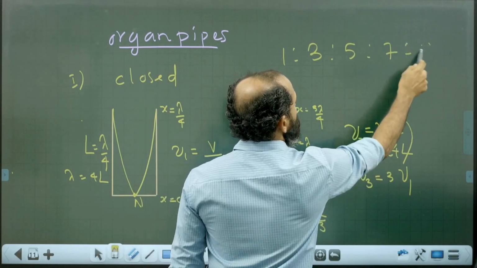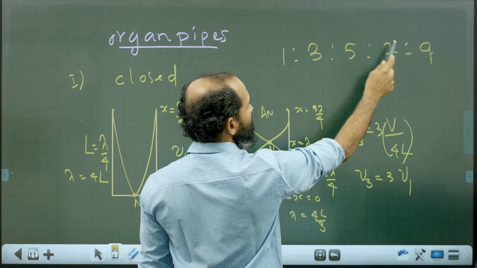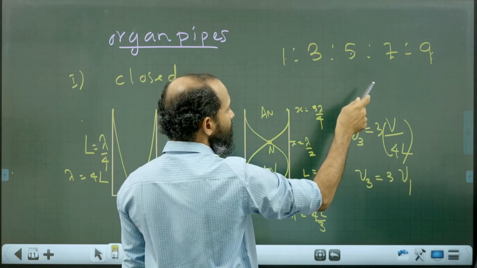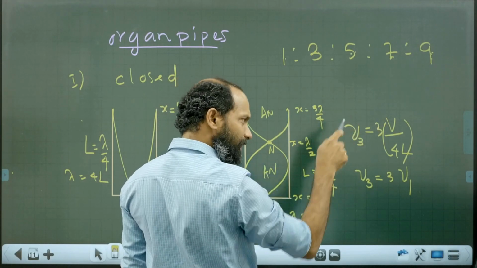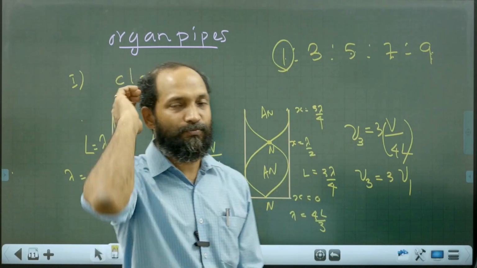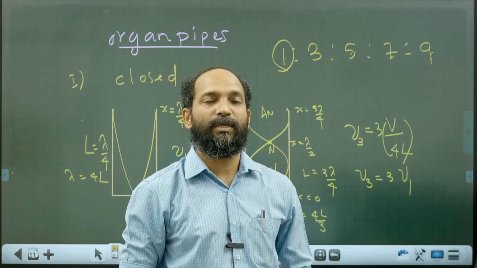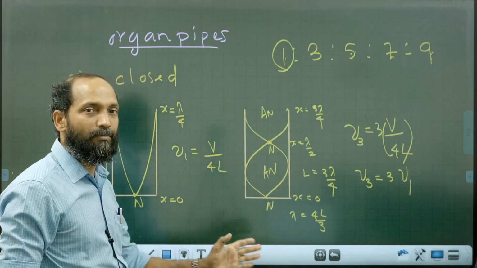You take the difference of any two neighboring ones. 9 minus 7 is 2. 7 minus 5 is 2. 5 minus 3 is 2. 3 minus 1 is 2. Then 2 is the common difference. You take half of that, which will be 1, and that is the fundamental. That will be like this for any closed organ pipe. So a closed organ pipe can excite only odd harmonics.